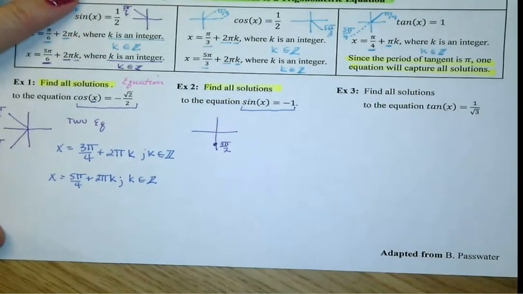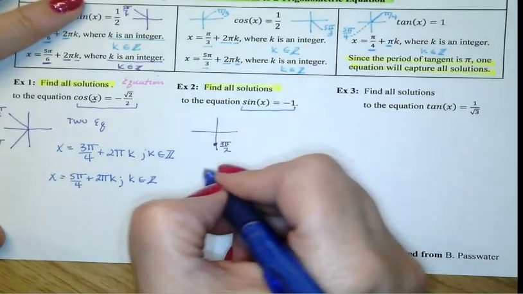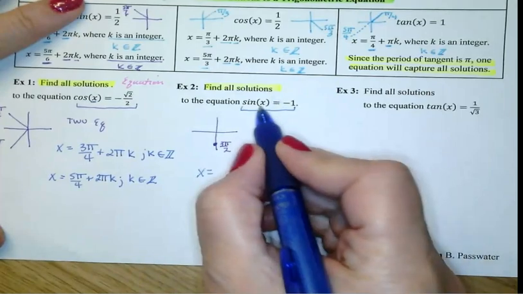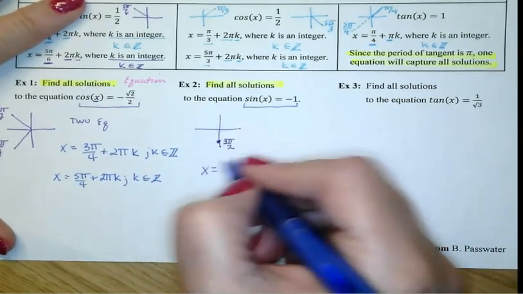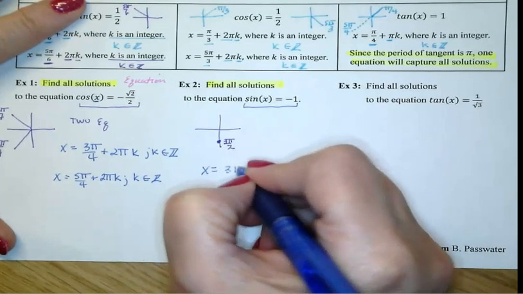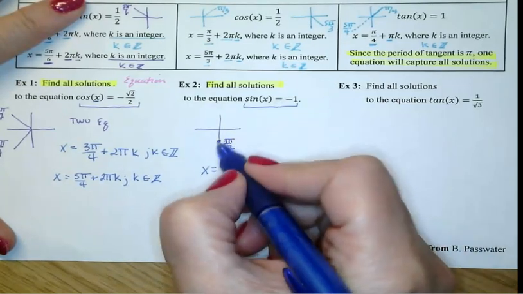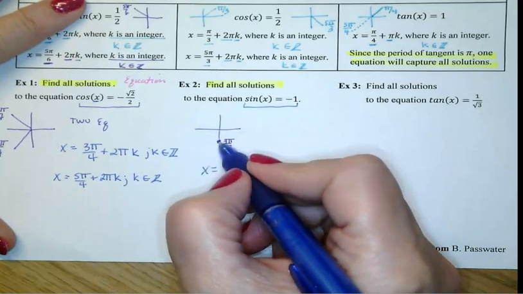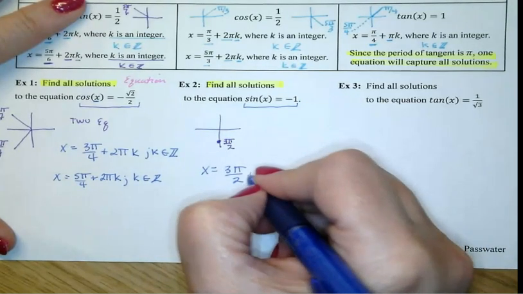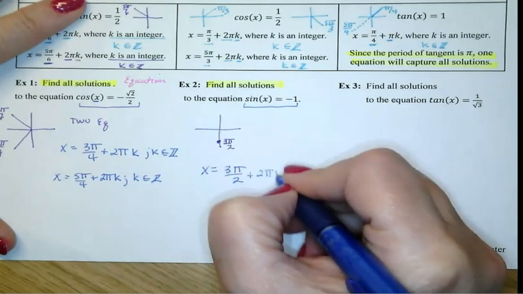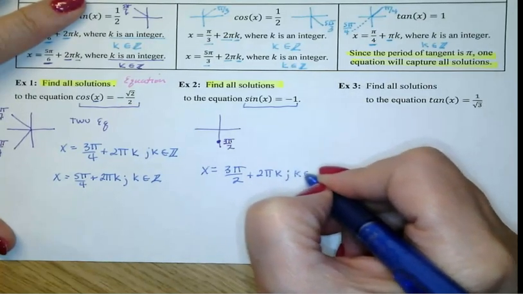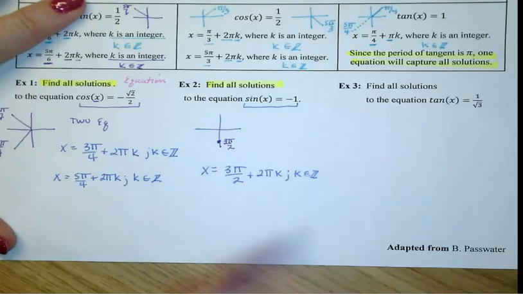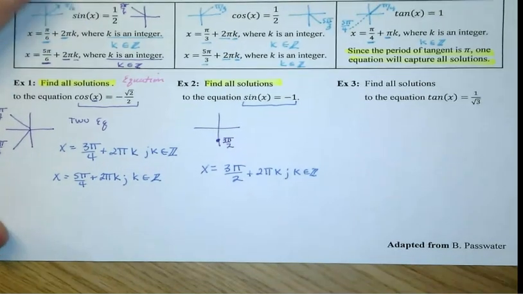So then I'm going to write my equation by saying x equals, so x is the variable we're using right here. The smallest angle, or in this case, the only angle, is 3 pi over 2. We're going to go all the way around from 3 pi over 2 until we land back at 3 pi over 2. So we're going to add 2 pi, k, and then we're going to have k included in the set of integers. All right, let's look at the next one.